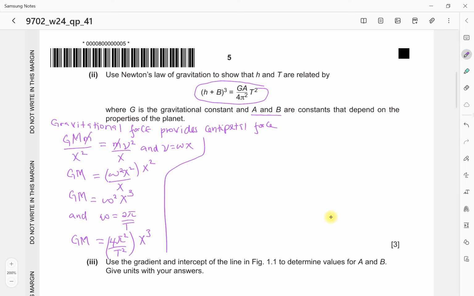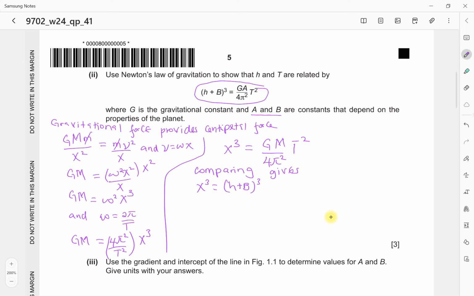So trying to rearrange this equation, I'm going to make x cubed the subject. So x cubed is going to be equal to GM divided by 4 pi squared times T squared. So in comparing the two equations, comparing gives x cubed is the same as (h plus b) cubed. So x cubed is going to be (h plus b) cubed.